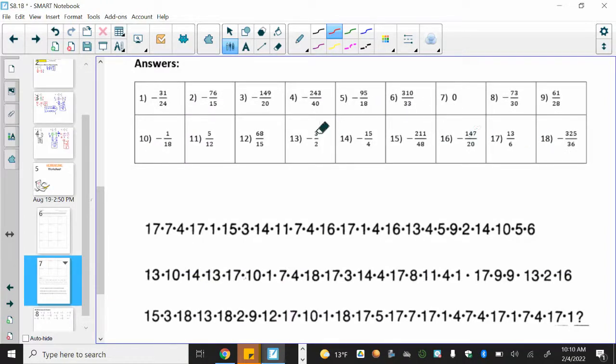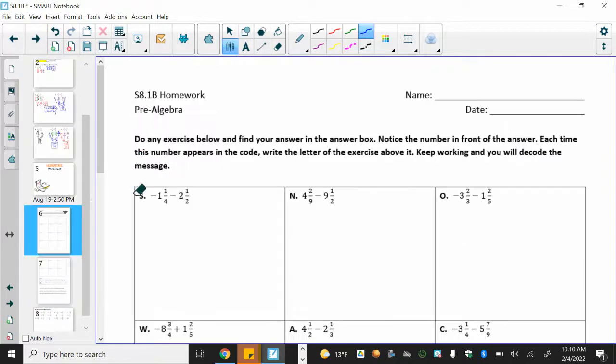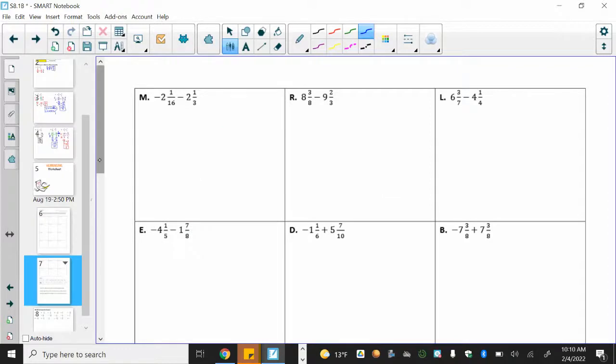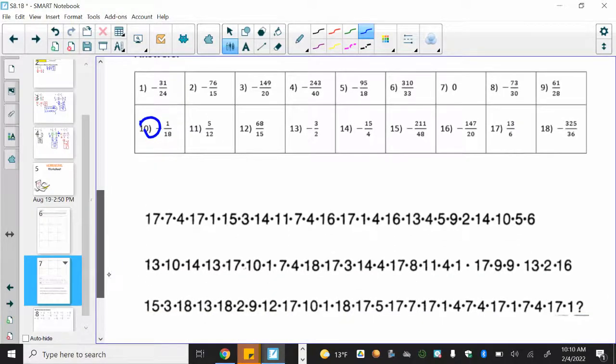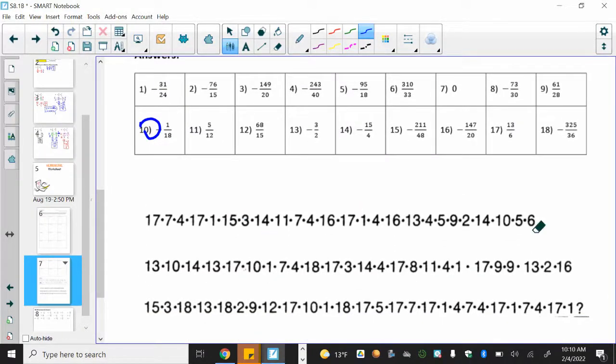Right? When you find an answer, let's say you got negative 1/18, you're going to find the number 10. So let's see, we did that for, let's go back here, question S here. Let's say that's what it was. So you're going to come down here to find 10, and then you're going to put S there, right? That's not a good example. So, got it? But you're going to do that and compare it.